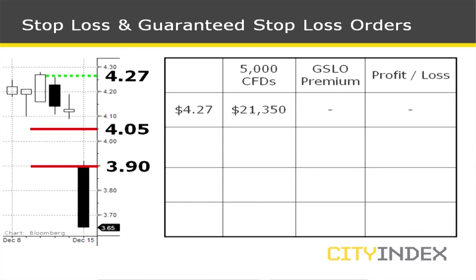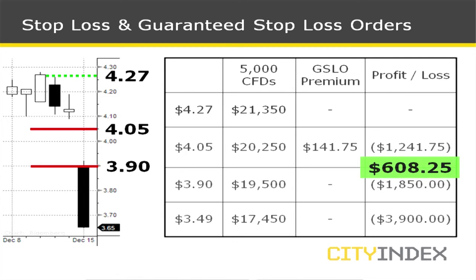When you entered the trade at $4.27, let's suppose you bought 5,000 of this particular stock as a CFD, right. Your portfolio value was $21,350. If you had a guaranteed stop loss there at $4.05, by the time prices hit $4.05, the value of your portfolio had dropped to $20,250. You paid a small premium on this particular stock of $141.75. Now, this is actually calculated as a percentage of the face value of the trade. In this instance, it's 0.7% of the face value of the trade at the guaranteed stop loss level.